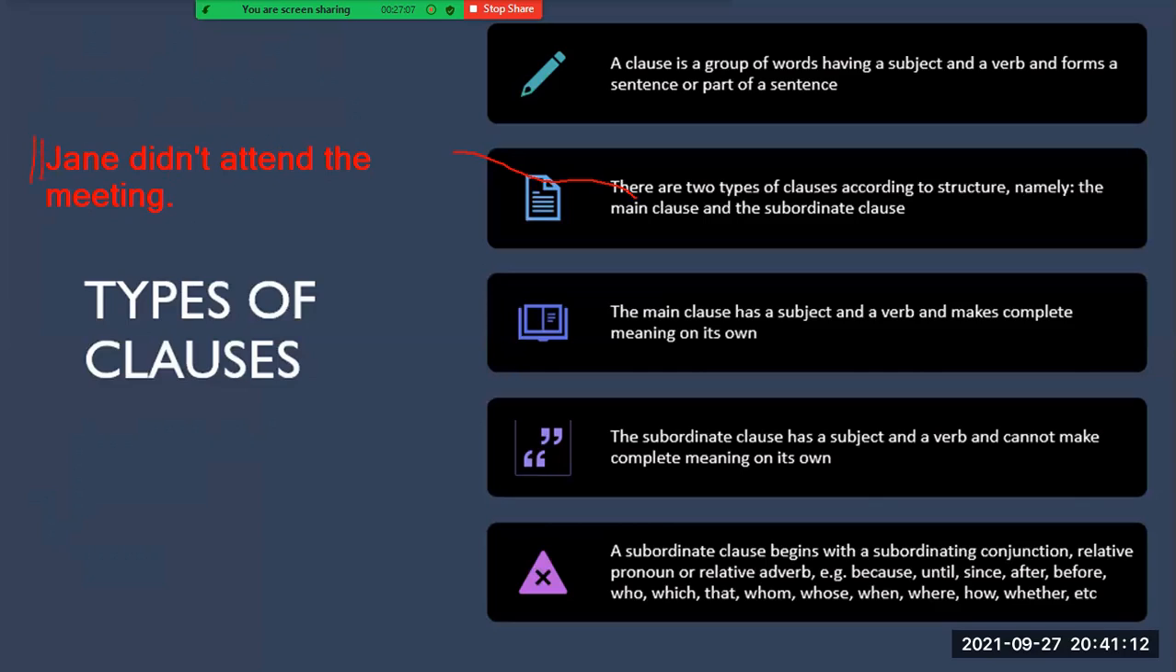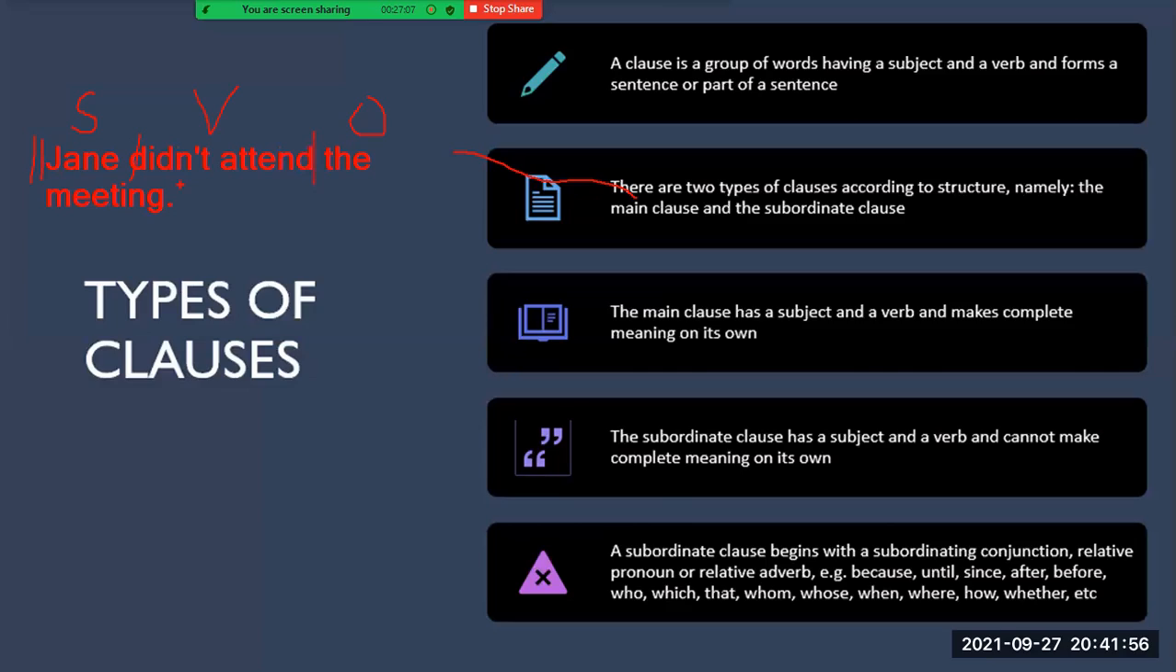And again, we analyze it. Jane is the subject. The subject is the doer of the action. Didn't attend is the verb. The meeting is the object. So you can see the two mandatory parts of the sentence are the subject and the verb. Others are optional. You can have a sentence that has the SV structure, but you cannot find a sentence with the SO structure.